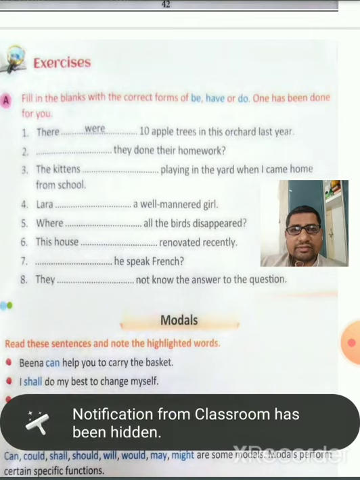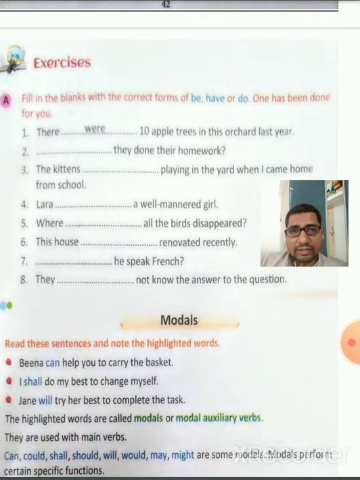Blank they done their homework. Question mark is at the end, so obviously it's an interrogative statement. Second thing, after they, done is a past participle, so it might be present perfect. So have they done their homework? Have they done their homework? So have will be the answer.